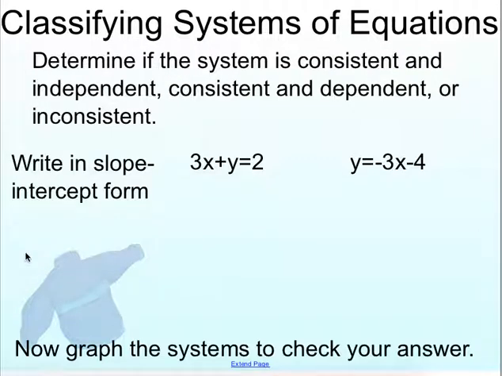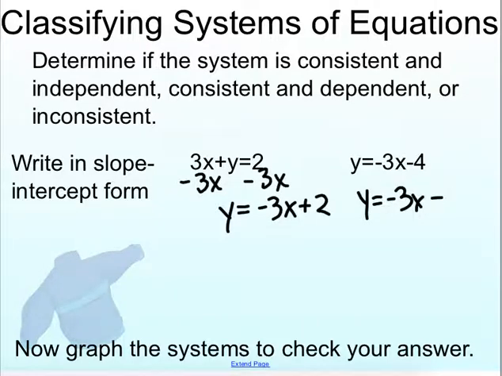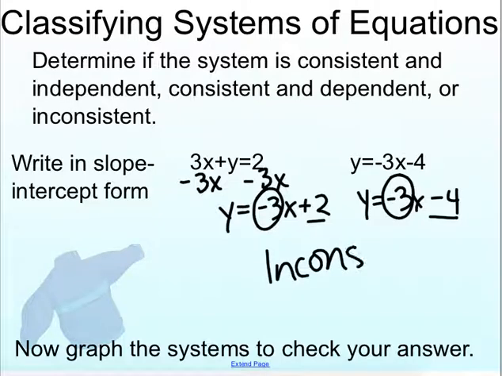Okay, so another one. 3x plus y is equal to 2. Well, let's see. This almost looks like it could be parallel. They have very similar possible slopes. So I'm going to see what kind of lines these look like. So I'll subtract 3x from each side, and I get y is equal to -3x plus 2. And here I have y equals -3x minus 4, meaning they have the same slope of -3, but a different y-intercept, so these are inconsistent. Okay, because they do not have a solution. They are parallel.